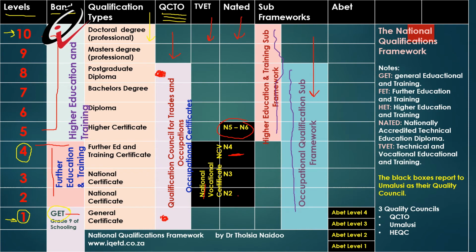Now, you have also heard of ABET qualifications. So where does ABET fall? Remember, your ABET level 4 is equivalent to your NQF level 1. So that's where your ABET falls. ABET 1 to ABET 4 culminates in ABET 4, which is equivalent to your NQF level 1. So this, ladies and gentlemen, is what the qualifications landscape looks like, and how they focus on the landscape itself. More details will be unpacked in videos that follow.